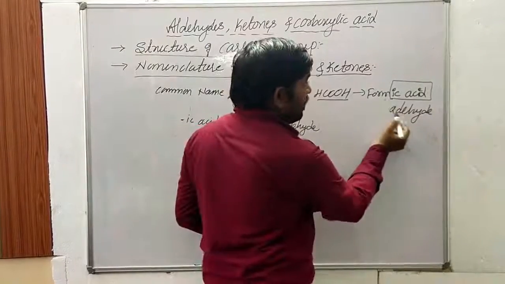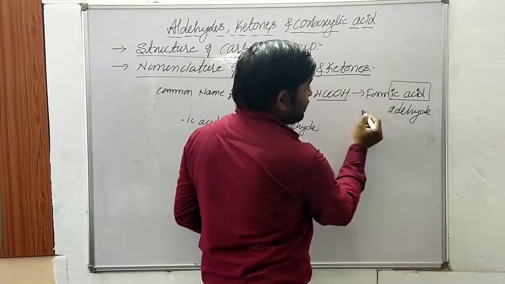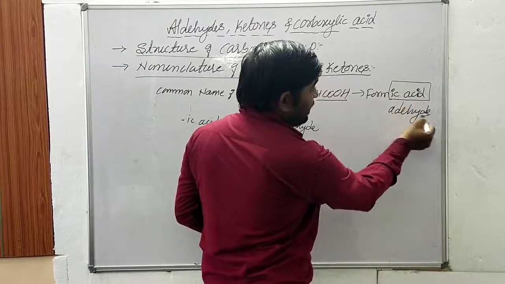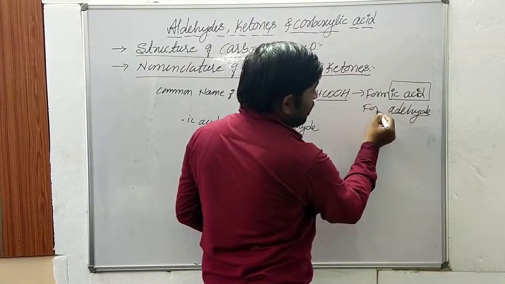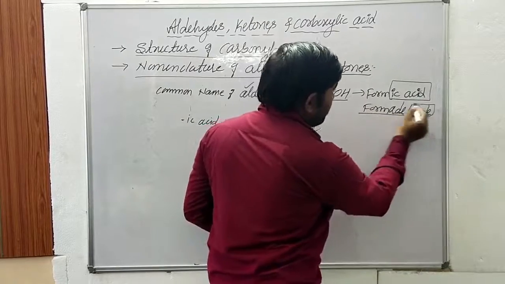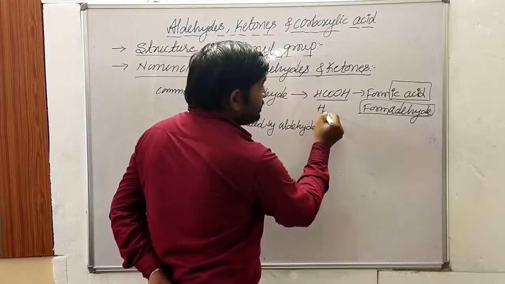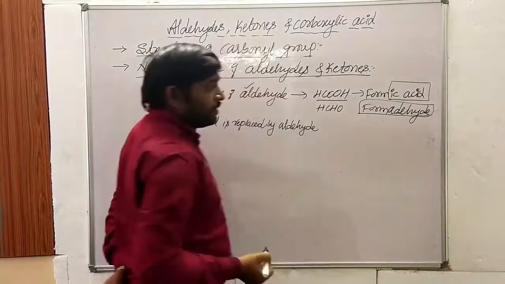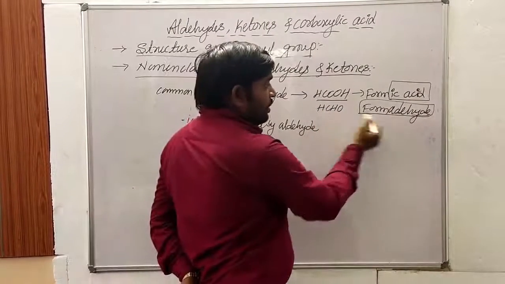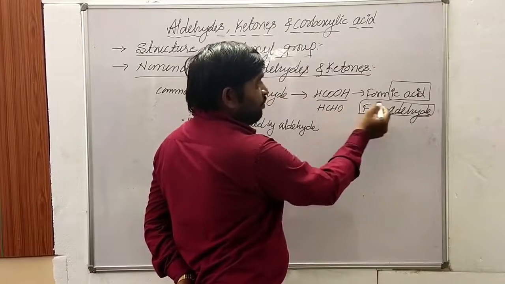For example, here what happens? IC acid is replaced by what? Aldehyde. So what is the name of this molecule? It becomes formaldehyde. When HCHO is present, this becomes formaldehyde. This is formaldehyde, and this is formic acid.